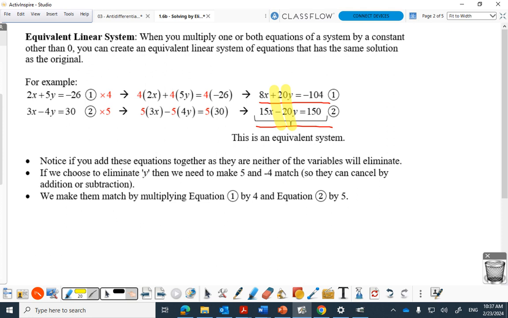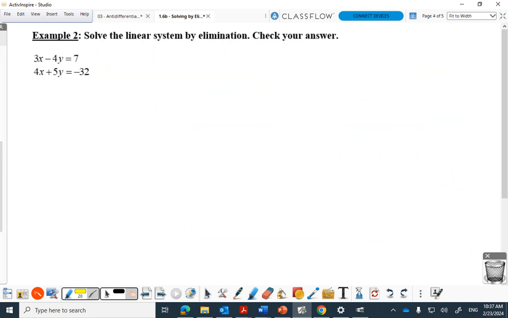Let's see what the notes say. Notice if you add these equations together, the variables don't eliminate. So if we choose to multiply by 5 and by 4, that gets the equations to match up. So it just says what I said. That's not what you want to see. That's just a reference. Let's go after this one.